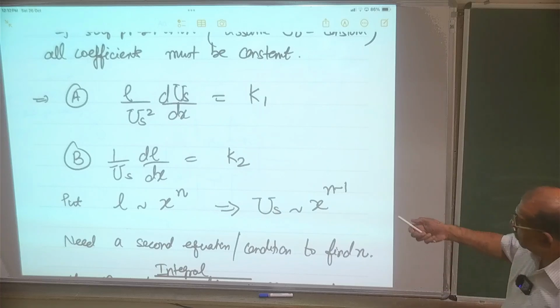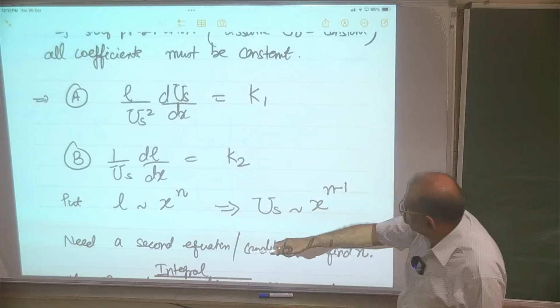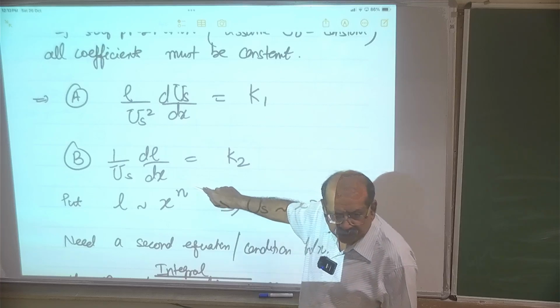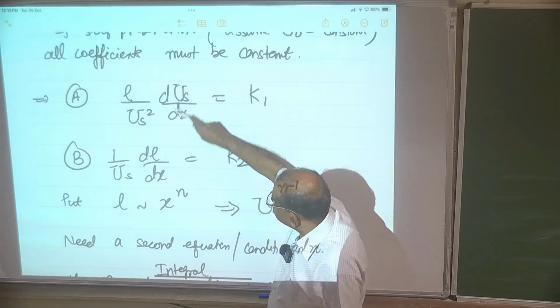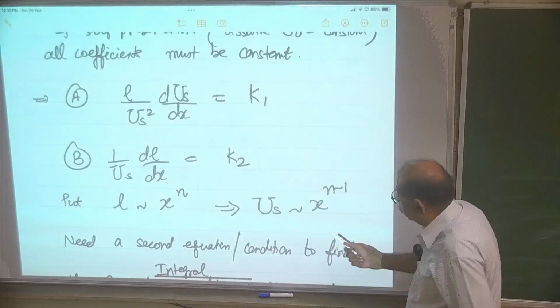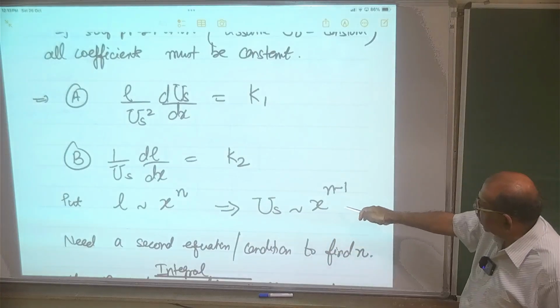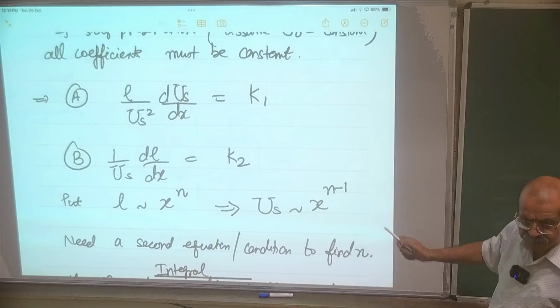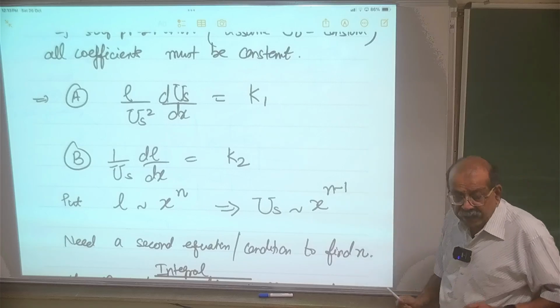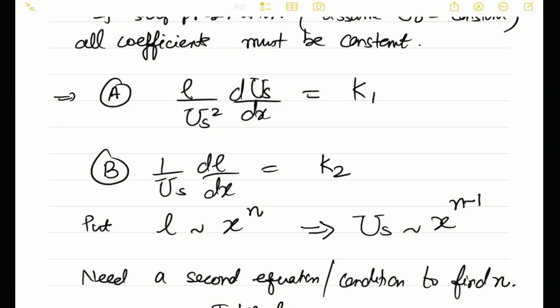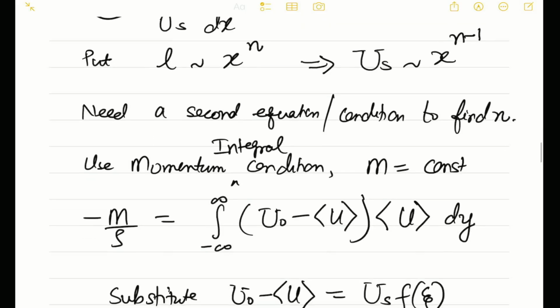So we assumed a power law profile. We assumed L goes like x to the power of n. And when we substituted these in the equations, what we got was that us has to go like x to the power of n minus 1. Then we needed a second equation to find n. The first equation came by balancing the terms in the equation.